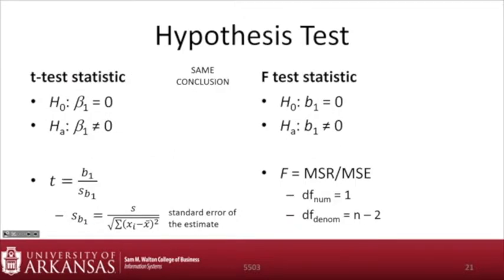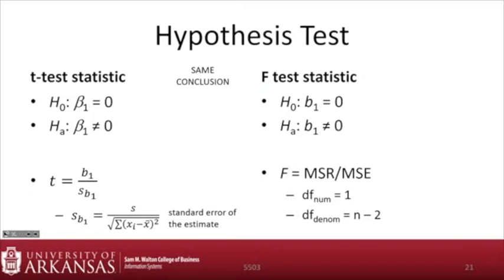So what we're going to do is we're going to have a test statistic, okay? Just like we've had before. For simple linear regression, when we just have one variable predicting another variable, we have a t-test statistic and an f-test statistic. And no matter which one you use, they're going to give us the same conclusion. That's going to be different when we start adding in more variables.